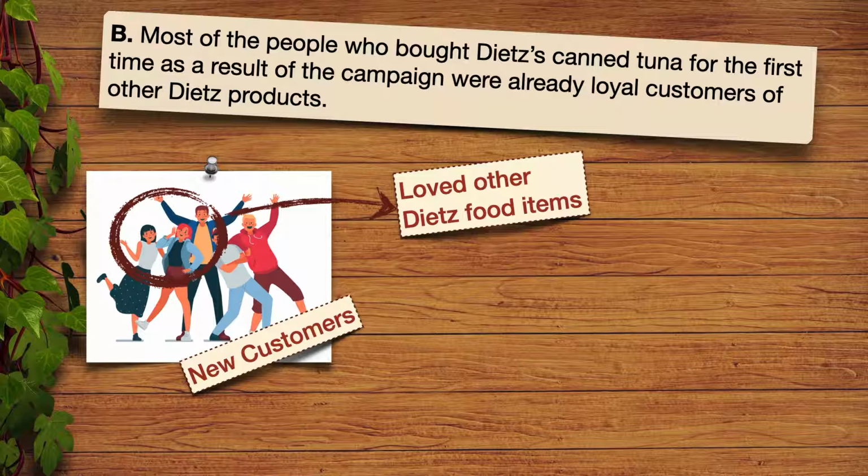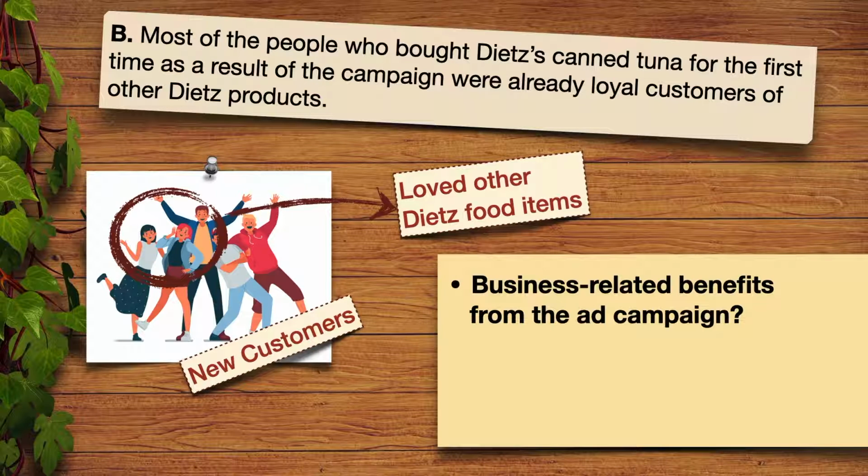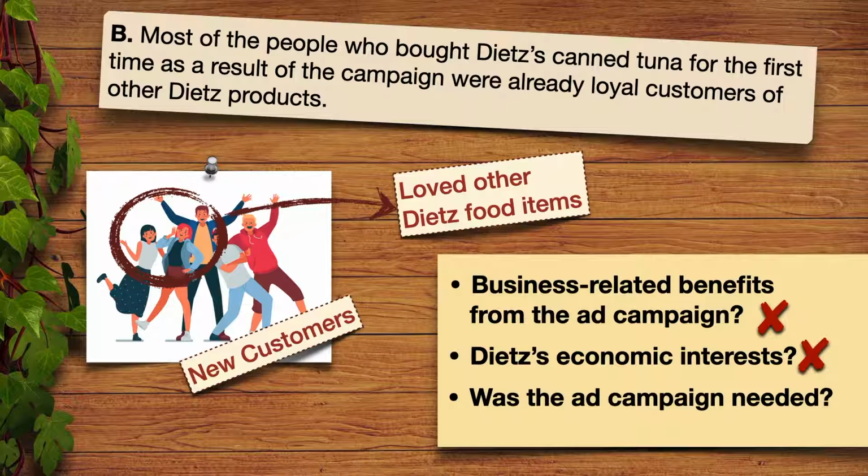Well and good, really. But ask yourself, does it talk about any business-related benefits to Diet's Foods because of the campaign? No, it doesn't. Does it provide any information that you can use to prove that despite the high cost of the campaign vis-a-vis the profits, the ad campaign did bat for the economic interests of the company? Well, no. Nothing in that option provides you any information that you can use to prove that. In fact, it makes you wonder whether the ad campaign was necessary at all.